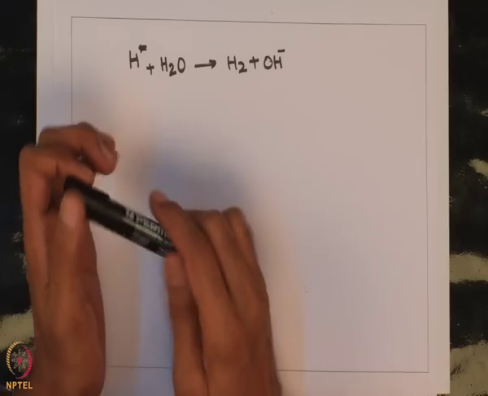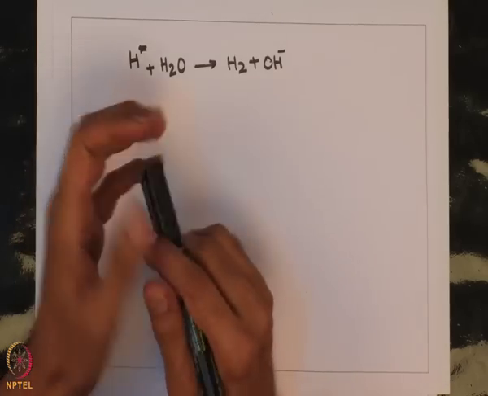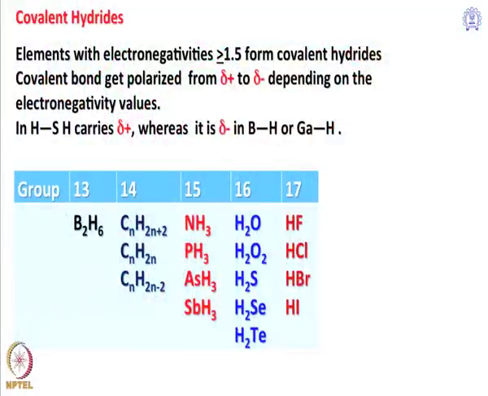So, I have listed here some group 13, 14, 15, 16 and 17 hydrides. They are all covalent hydrides. Here, if you look into the electronegativity of most of these elements in the p block, they are greater than or equal to 1.5, and hence it is anticipated that they form covalent hydrides, and the covalent bond gets polarized from delta plus to delta minus depending on the electronegativity values.